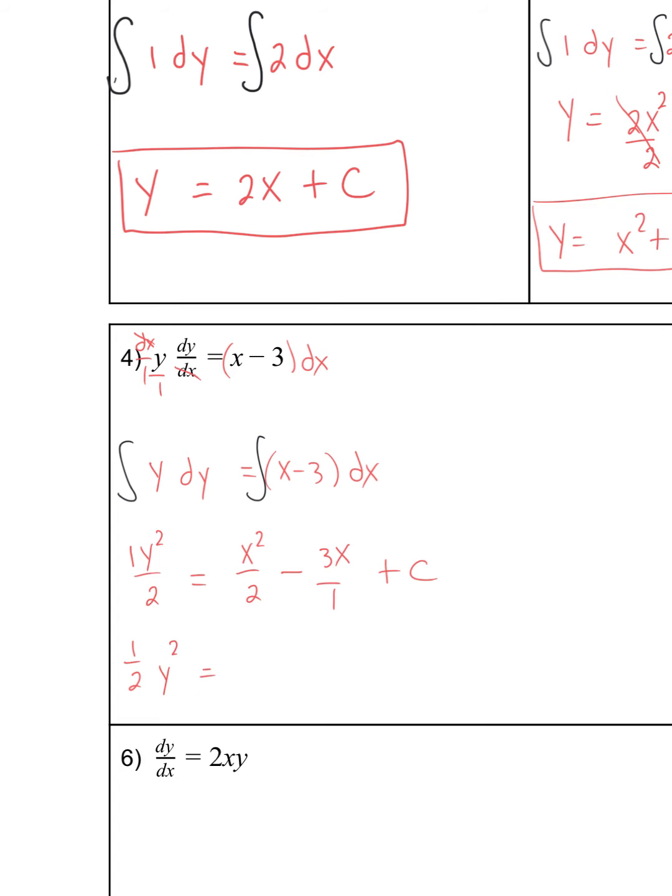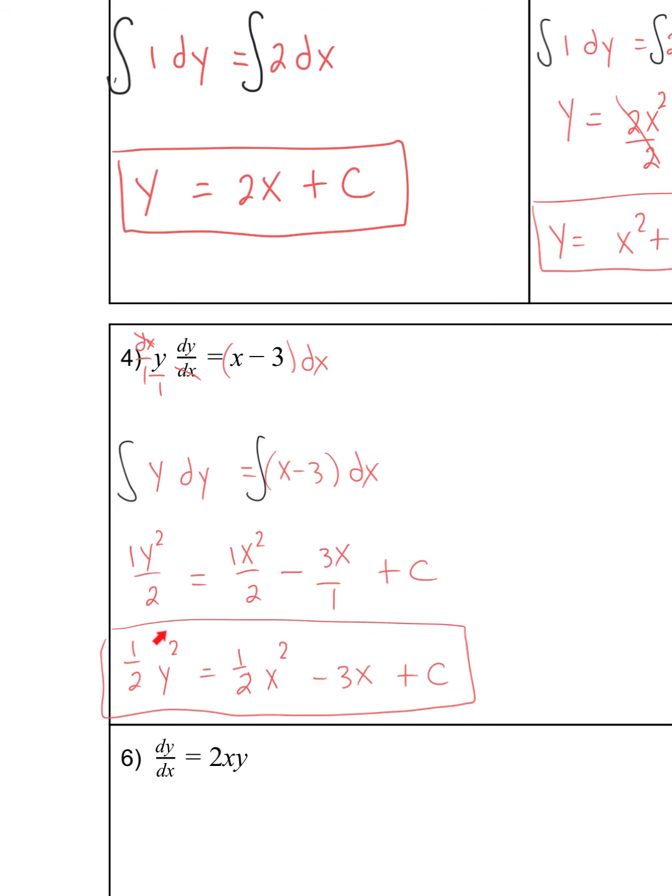Same thing here. There's a 1 right here. So we pull that out and we write that as 1/2 x squared minus 3x plus c. Okay, so there is our final answer. You only have to get the term with y in it by itself, so that's as far as you need to go.